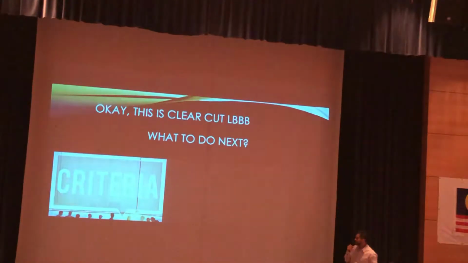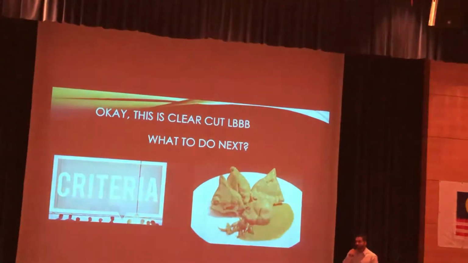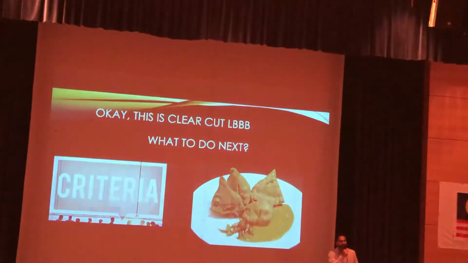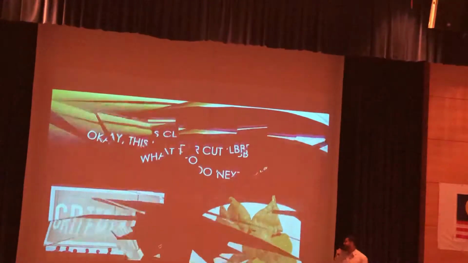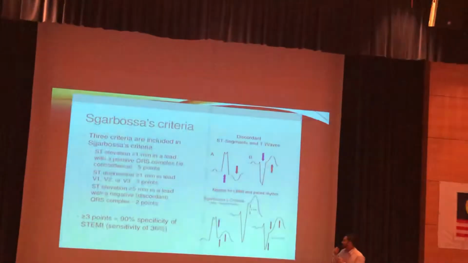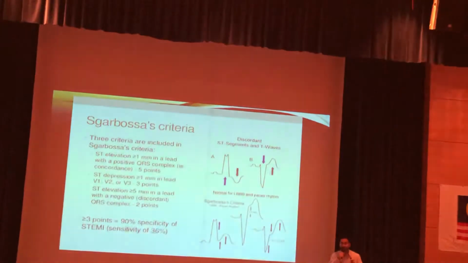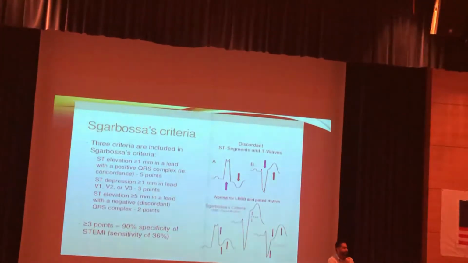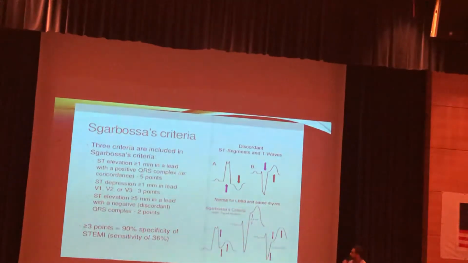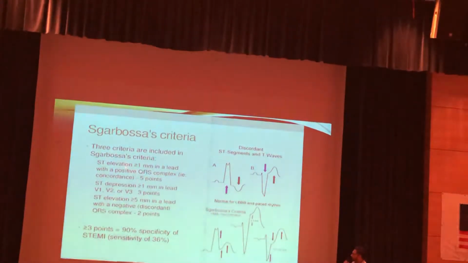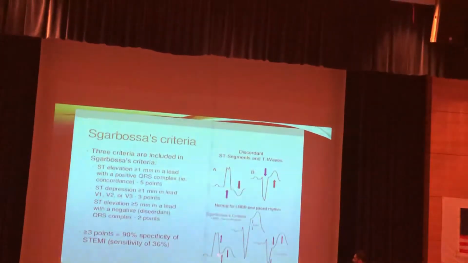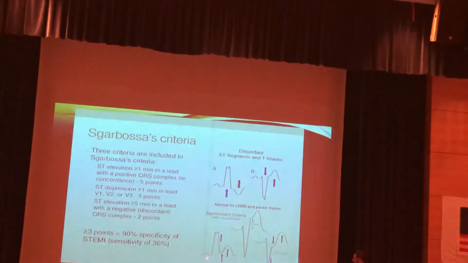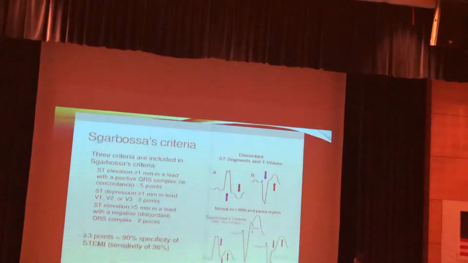Those who know what criteria it is, it rhymes with samosa. What is this? Scabosa. Great. So, Sgarbossa criteria, you must remember the moment the points are 3 and above, you will treat it as if it's an acute myocardial infarction. Okay? So, let's say the first criterion is already fulfilled. ST elevation more than 1 mm, this thing over here, in a lead with positive QRS. So, QRS pointing upwards, and there's ST elevation upwards, the same direction.